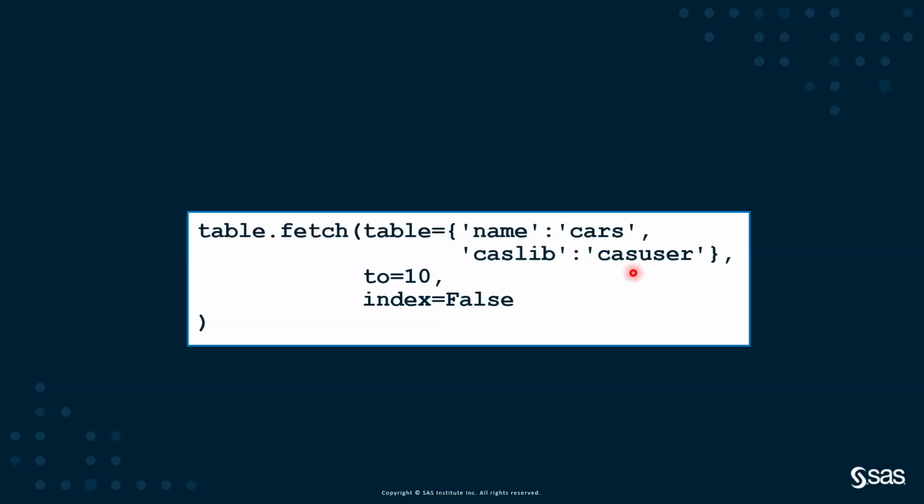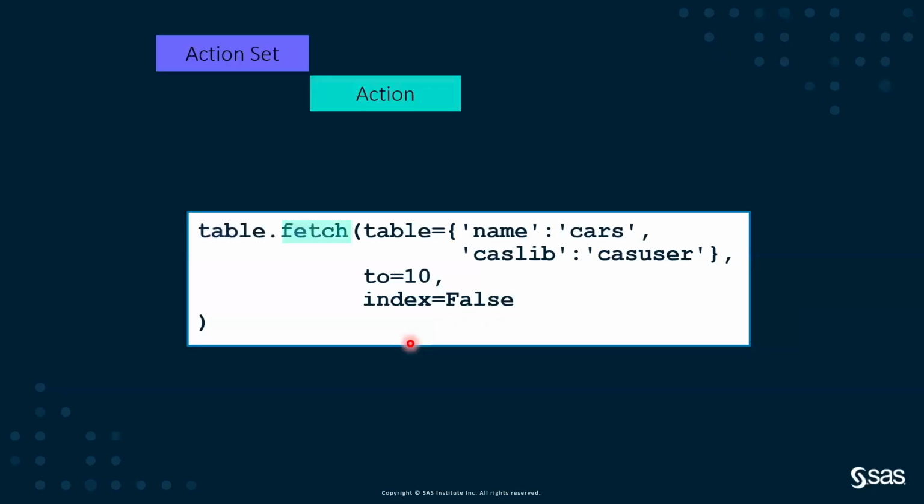So the concept of library is just the same as traditional SAS. You just need to assign a library. This is just an example, and it fetches this table cars and brings in the top 10 rows. You don't want to index the data. That is again very specific syntax here, but the structure would look like this.